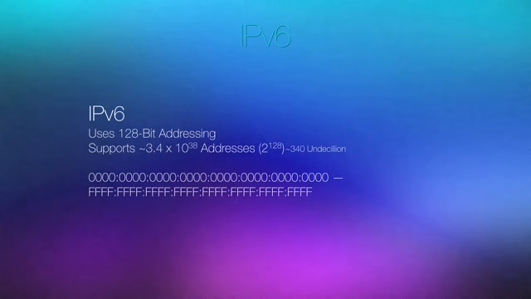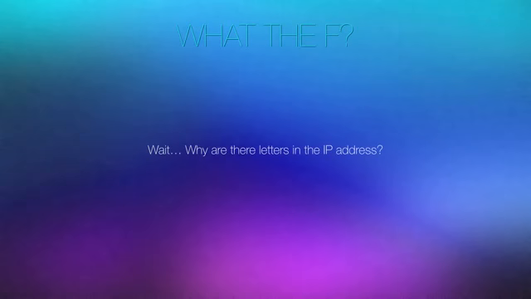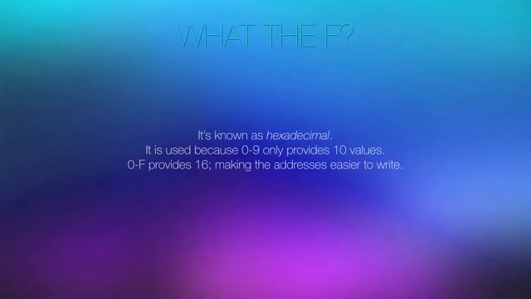Now wait a minute. Why are there letters here? Some may not know this. I'd be glad to explain it as simply as I can here. Yeah, what the F? Why are there letters in my IP address? It's known as hexadecimal, and we use it because 0 through 9, our regular numbers that we use, only gives us 10 values. 0 through F, however, take 0 through 9 and then A, B, C, D, E, F, that gives us 16. That makes the addresses easier to write.